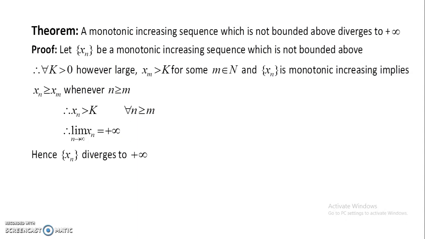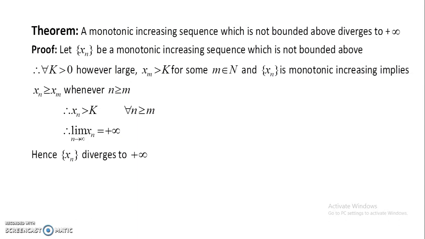Let xn be a monotonic increasing sequence which is not bounded above. It means that for every positive K, however large, xm is greater than that K for some m belonging to the natural numbers N. Also, the sequence xn is monotonic increasing, which implies that xn is greater than or equal to xm.